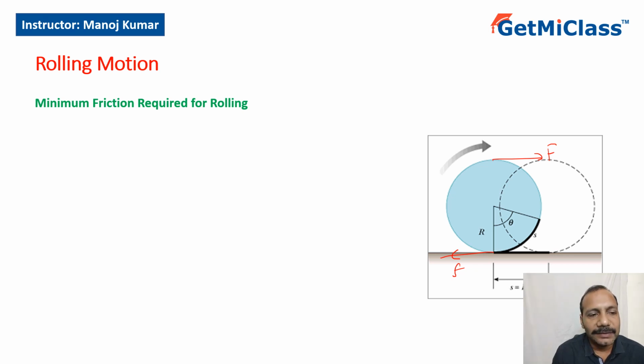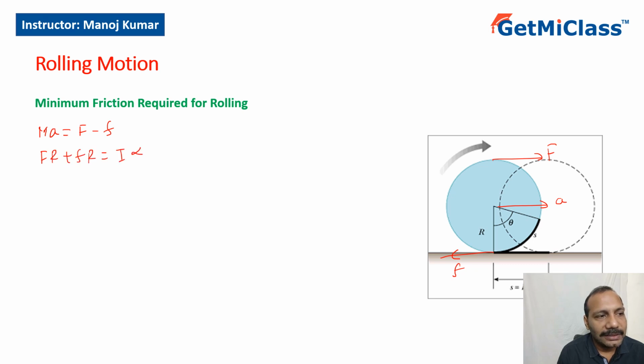If the final value of friction I get is positive, then our assumption is correct. And if the final value of friction that we get is negative, that means the friction is acting in the opposite direction. Now let's say this is moving with an acceleration a in the forward direction. Then by writing equations for linear motion, I can say ma equal to the applied force minus the frictional force. Now after that, let's write the equation for rotational motion. If I write the equation for rotational motion, what will I get? I will get FR plus fR, the net torque, equal to I into alpha. So from this, what can I write?